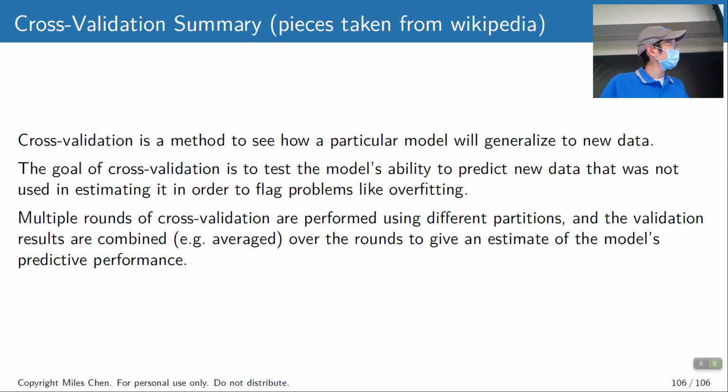It's generally recommended to perform multiple rounds of cross-validation on different partitions, and then you generally average them together to get an estimate of the model's predictive performance.